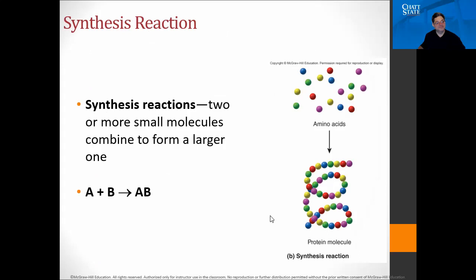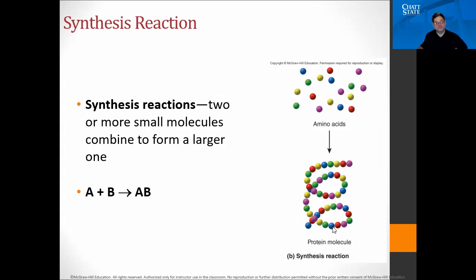Anyway, here's another view, from your book, of how synthesis reactions may look. If we take small subunits like amino acids and we want to build them together, there we go. We synthesize and group those together, making bonds to make a bigger molecule, which in this case would be a protein.